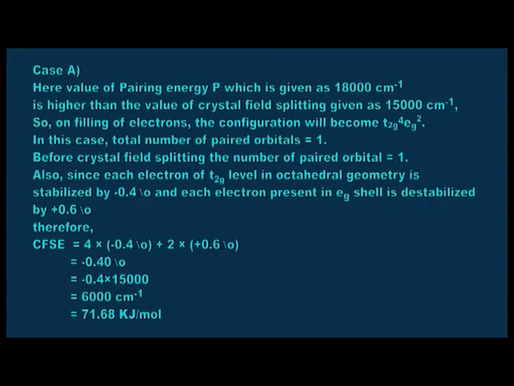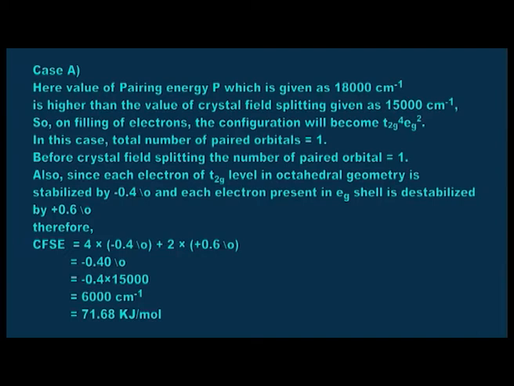Here the value of pairing energy is given as 18,000 centimeter inverse, which is higher than the value of crystal field splitting energy, which was given as 15,000 centimeter inverse. So this complex will form a high spin arrangement. On filling electrons, the configuration will become T2g4 Eg2. In this case, the total number of paired orbitals is equal to 1. Before crystal field splitting, the number of paired orbitals is equal to 1. So there would be no net change in the value of pairing energy.